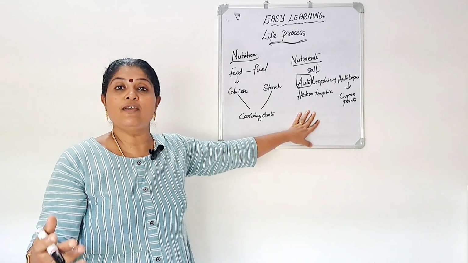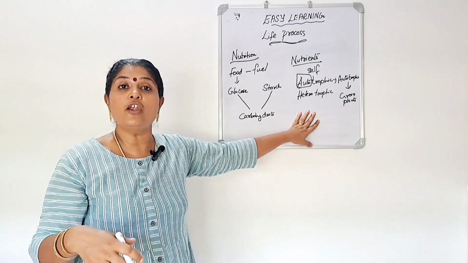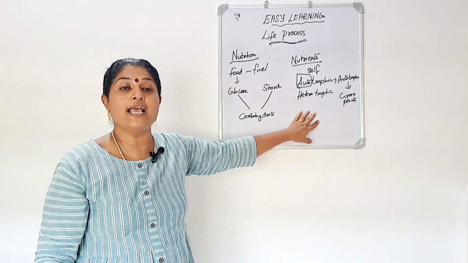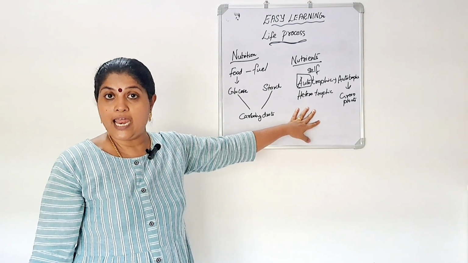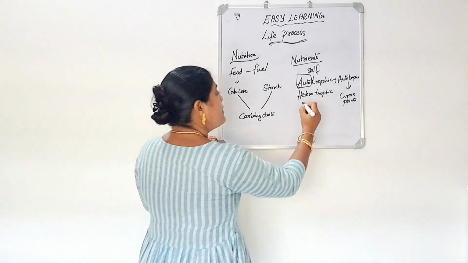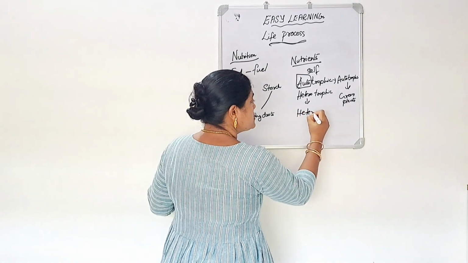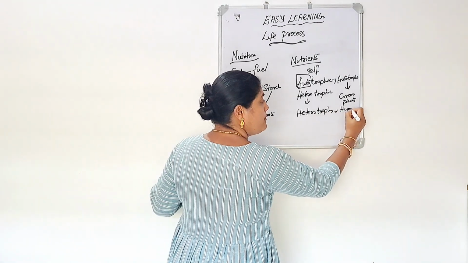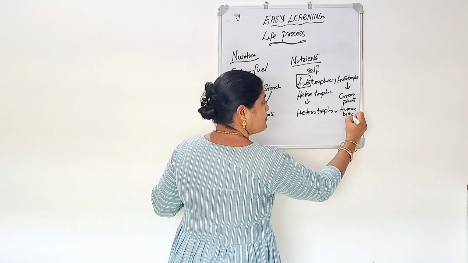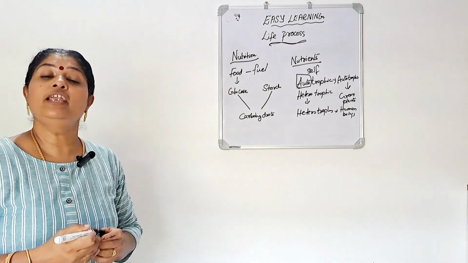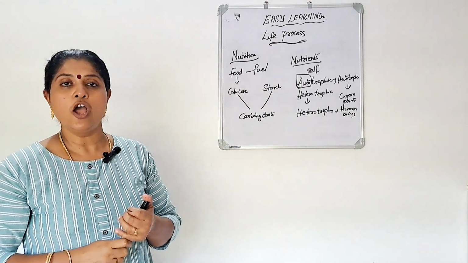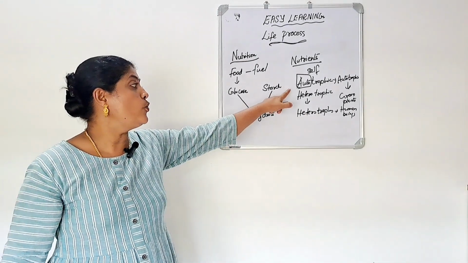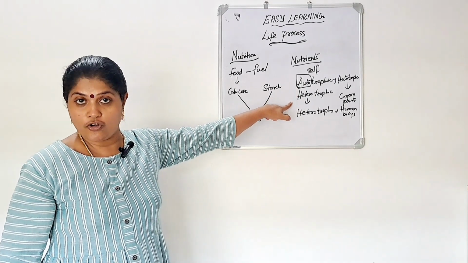The mode of nutrition in which the organism cannot prepare its own food. They depend upon either plants or animals for food. Such nutrition is known as heterotrophic mode of nutrition, and those organisms are known as heterotrophs. A simple example is human beings, because we human beings depend upon both plants and animals for food. So, I hope you have understood the main two definitions of autotrophic and heterotrophic mode of nutrition.